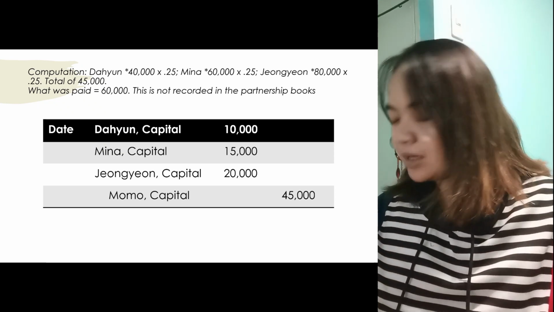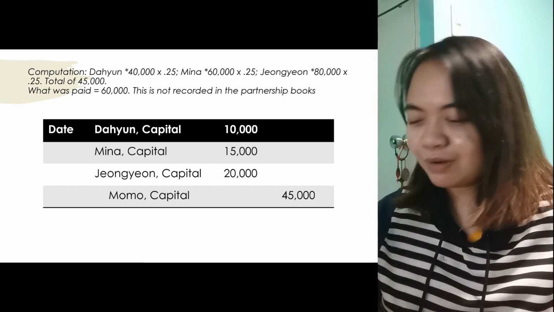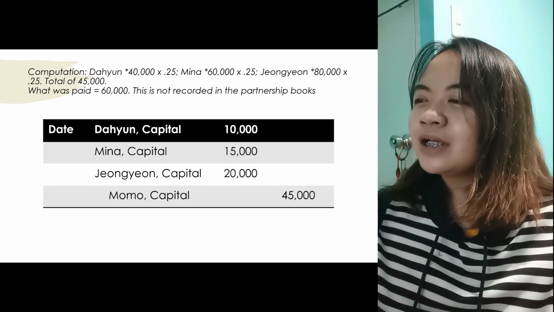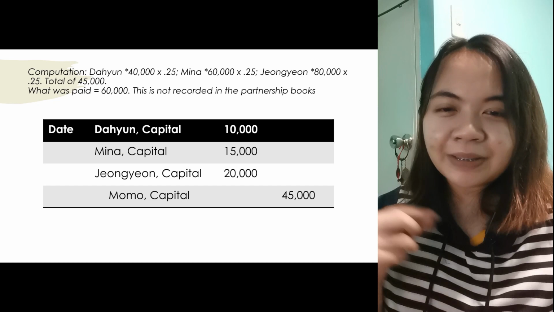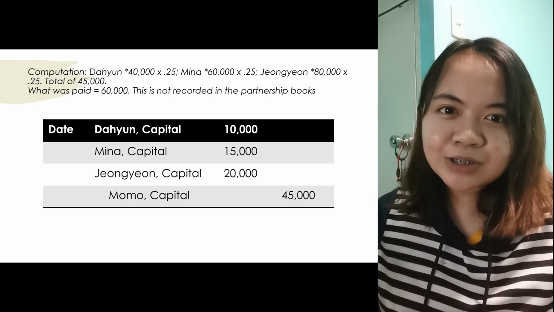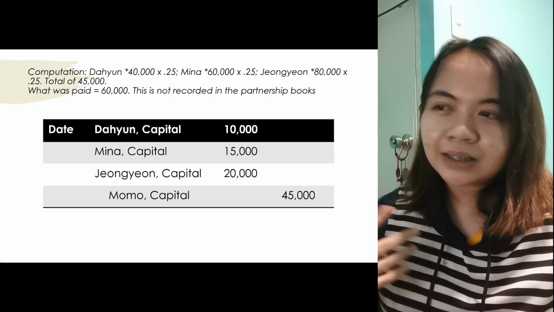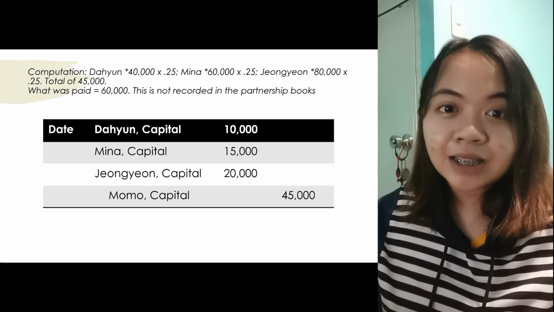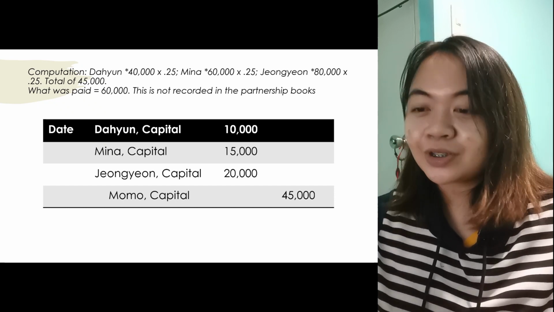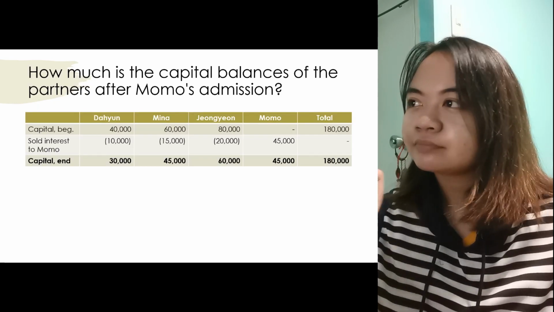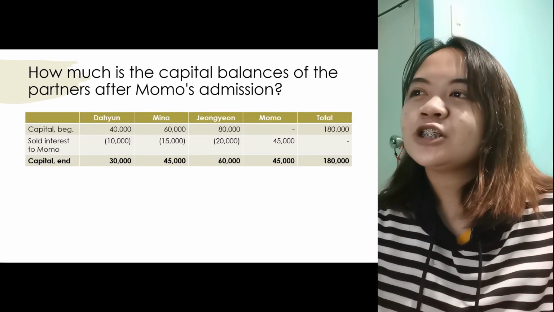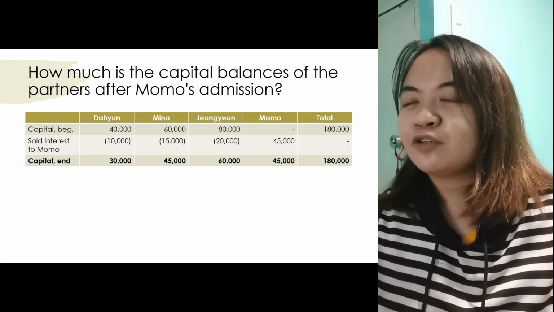Okay, so, nung 60,000 yung chinek ko yung pusa ako, nawawala kasi. Okay, yung binayad ni Momo, 60,000, pero ang nakuha lang niyang capital credits is 45,000. Ibig sabihin, nag-gain yung mga partners. Okay, is it recorded in the partnership books? No. Okay. Next, how much is the capital balances of the partners after Momo's admission?